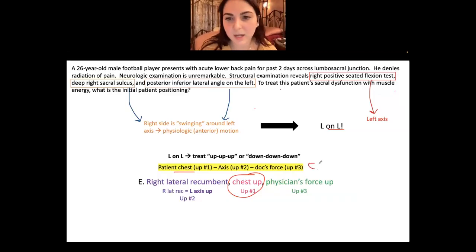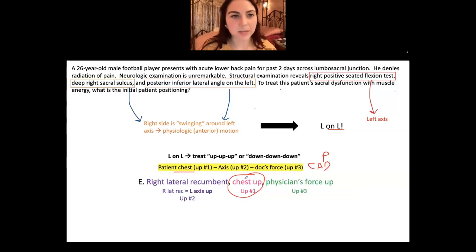That's why I said doc, but I always think of CAD. The doc's force, I guess you can do CAP too. The physician's force is the last one. So this one didn't really matter because it's up, up or down, down, but it's going to become really important with your non-physiologic. So like left on right, right on left.